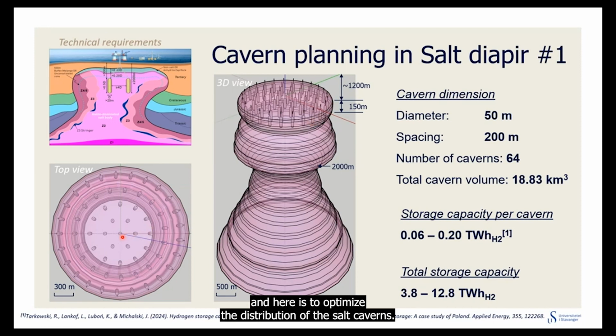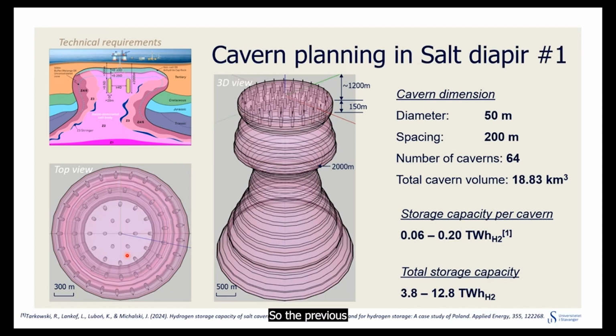And here is the optimized distribution of the salt caverns. With this plan, it allows us to make a total number of 64 salt caverns with a total cavern volume of 18.83 cubic kilometers.